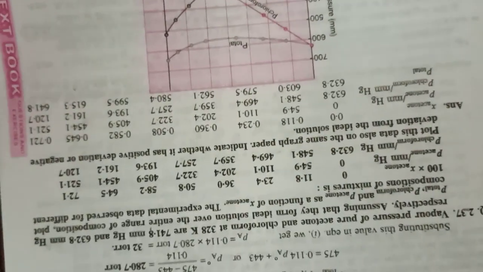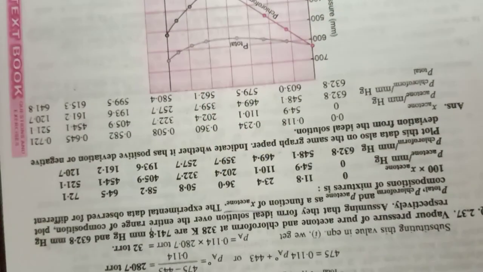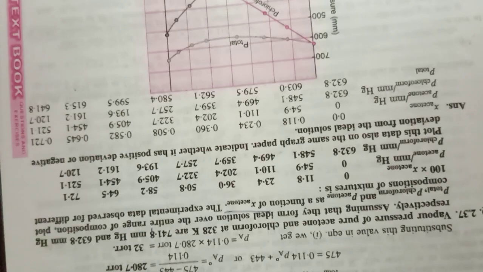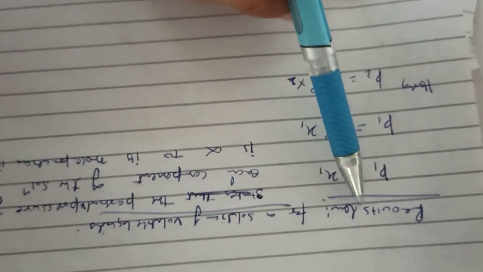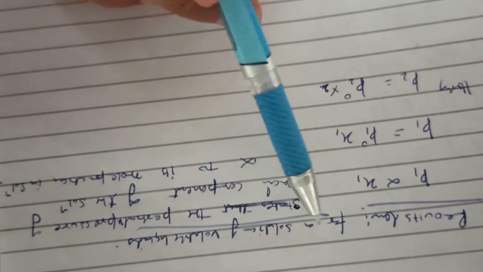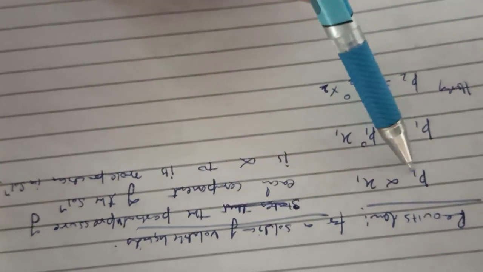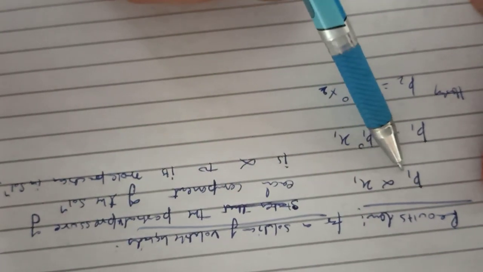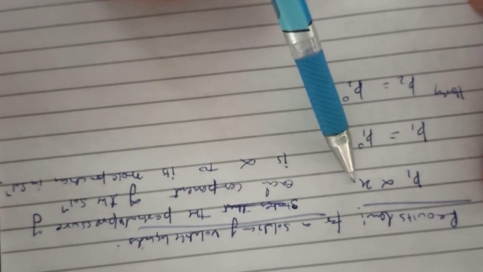First of all, you need to understand what ideal solutions are. As I told you, an ideal solution is the solution which obeys Raoult's law. Now the question is, what is Raoult's law? According to Raoult's law, for a solution of volatile liquids, the liquids which can be easily evaporated, the partial vapor pressure of each component of the solution is directly proportional to its mole fraction in the solution.